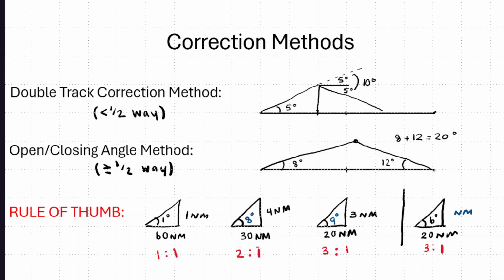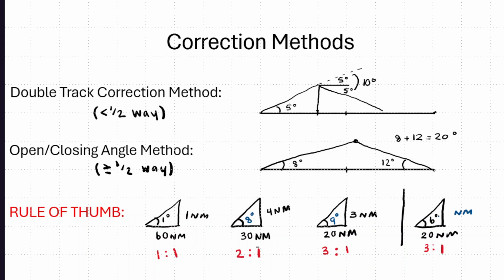Now, what if you were given the degrees, but you have no idea how many nautical miles you've drifted off? Well, let's use our triangle again. We have 20 nautical miles. We know it's 3 to 1, right? We already discussed that here. Our ratio is 3 to 1. But when we had our distance and we were trying to find our degrees, we would multiply, right?